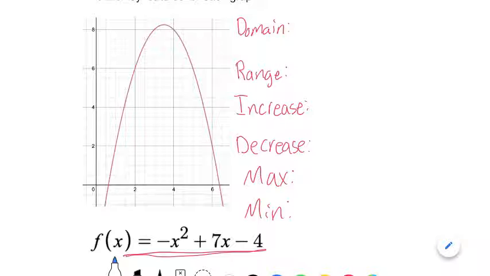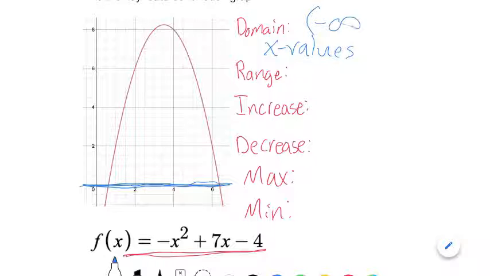So we're going to come in here and figure out our domain. Our domain talks about our x values. So we're looking for our smallest x value and our greatest x value using our x-axis. Our smallest is going to be at negative infinity because this line is going to keep getting smaller and smaller as it goes left on the x-axis. So it's going to go all the way to negative infinity.